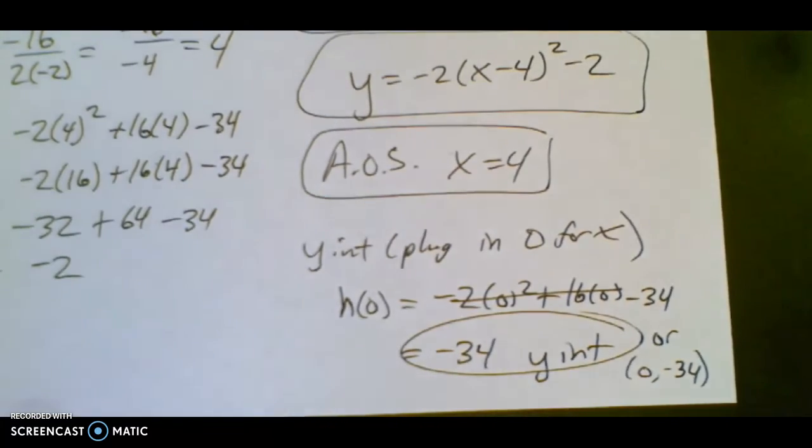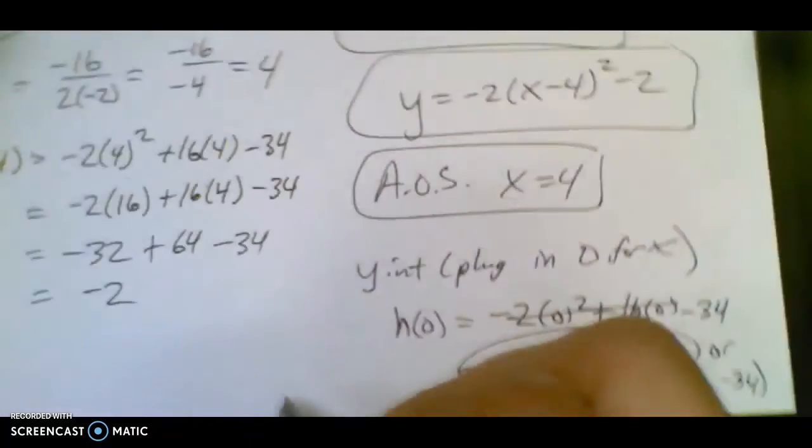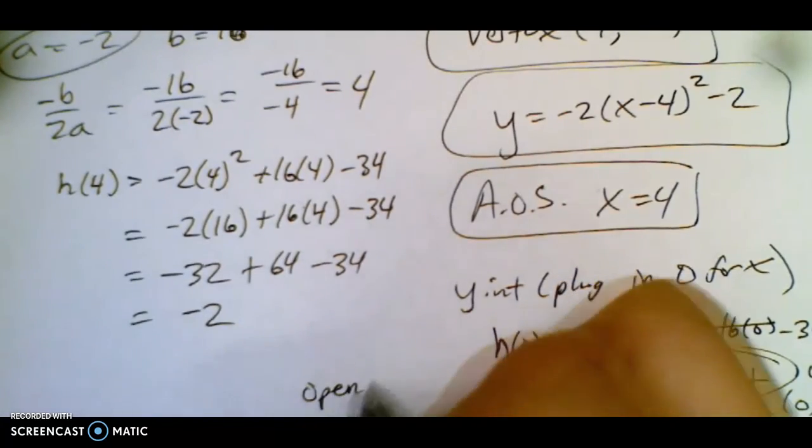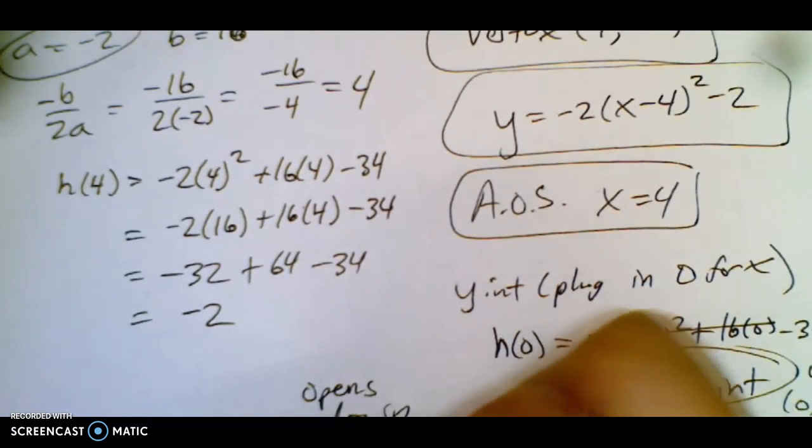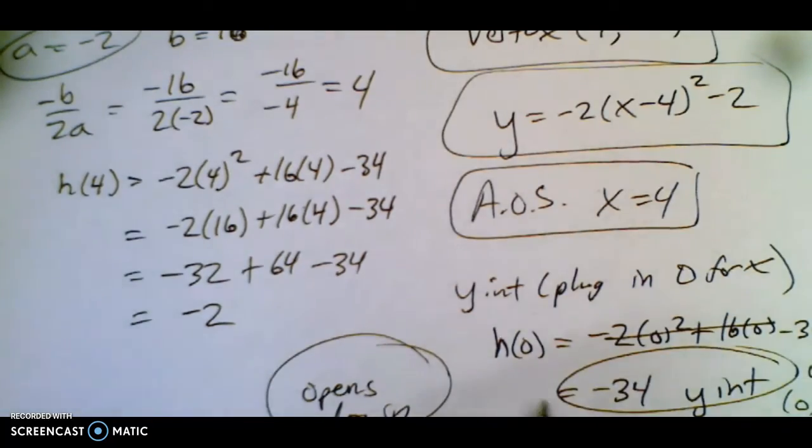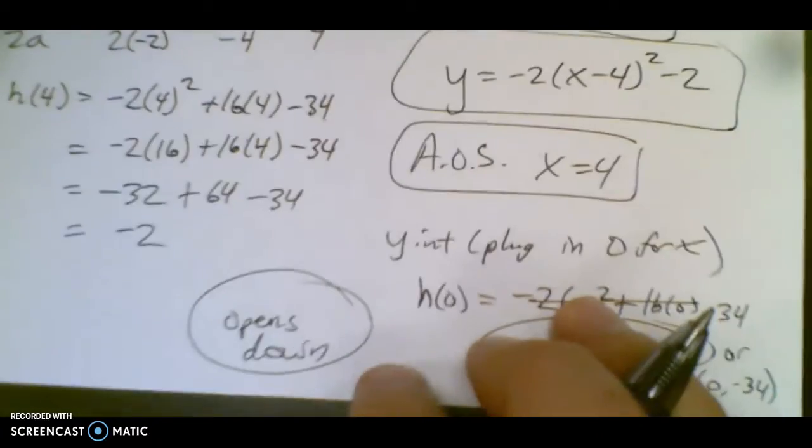And I think that's it. Oh, which way does it open? Opens down. You know how I knew that? Because a is negative. Since the a had a negative 2 in front, remember it flips upside down, so I know it opens down.